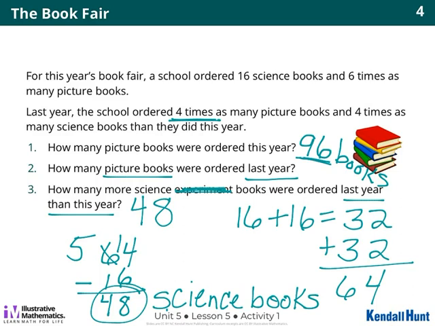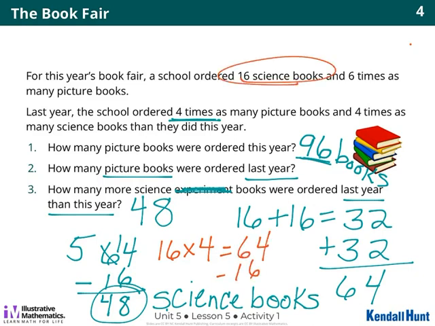Questions? Jace. I did it a different way. You did. How did you do it? I did 16 times 4, which equaled 64, and then I minus 16. Right, because we knew there was just 16, right? And did you get 48? Mm-hmm. Good job.